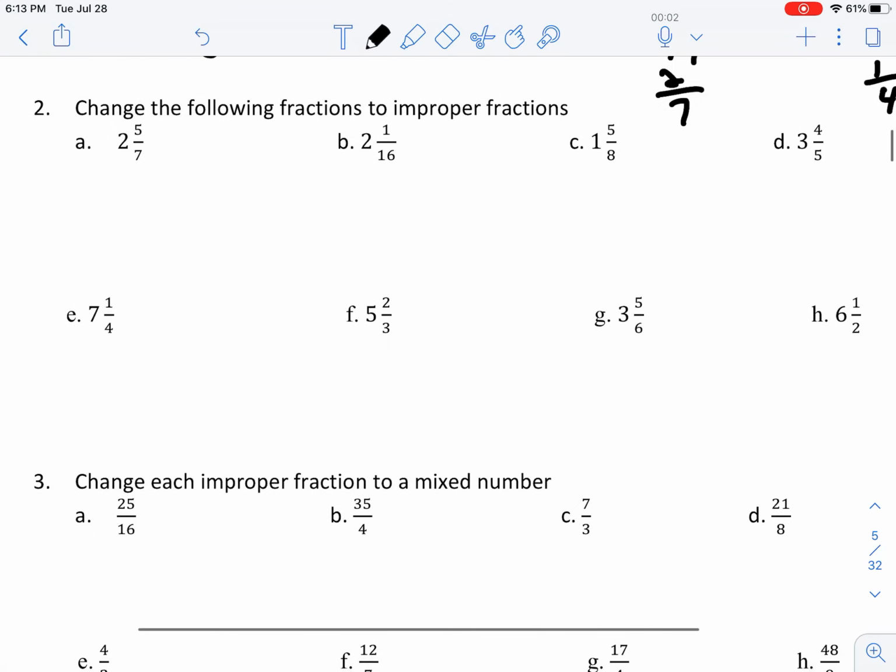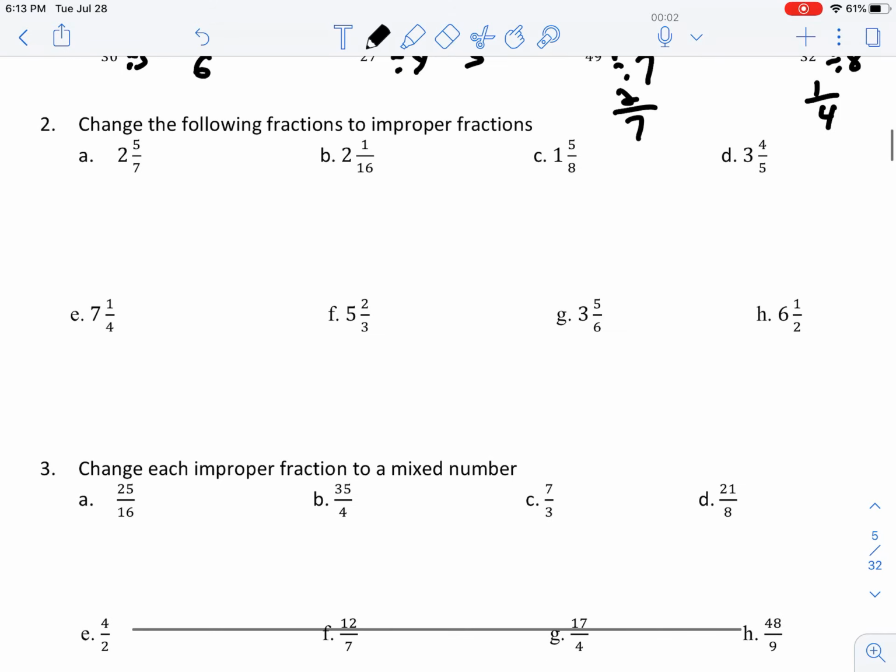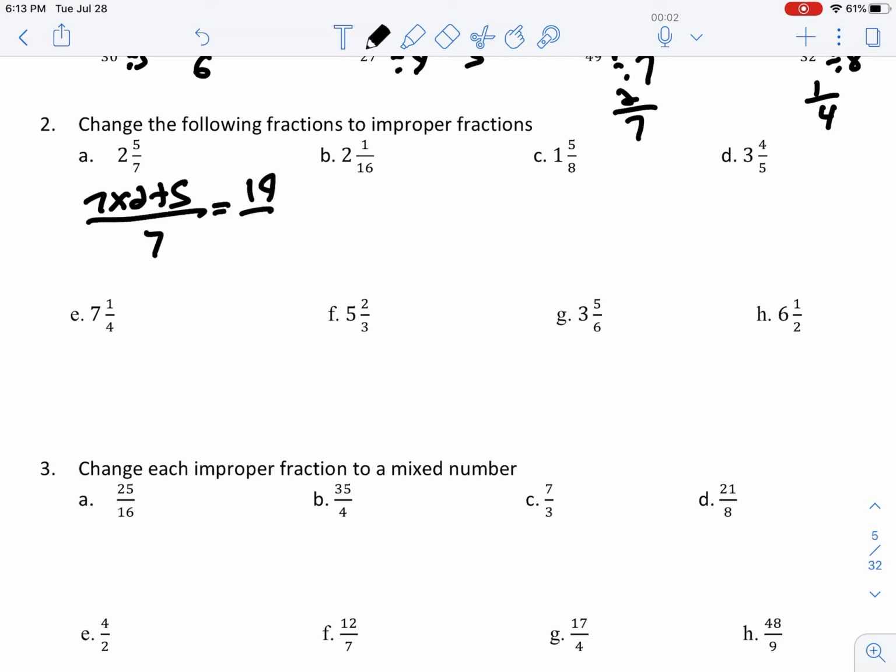Okay. Next one, change the following fractions to improper fractions. So, 7 times 2 plus 5 over 7. So that'd be 19 over 7. 16 times 2 plus 1 over 16. That'd be 33 over 16. 8 times 1 plus 5 over 8. So that'd be 13 over 8.